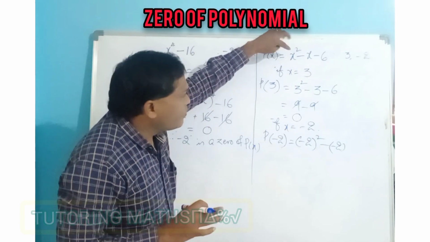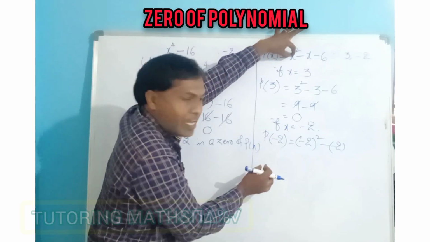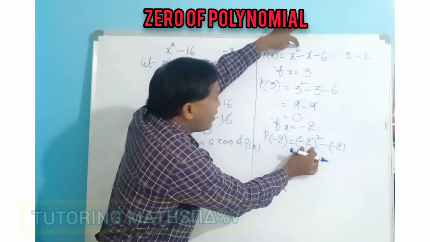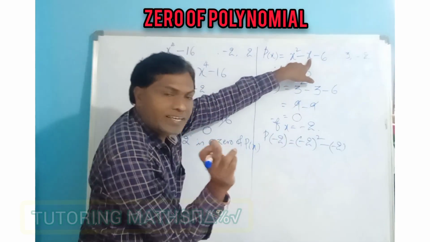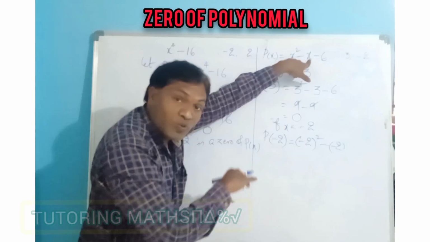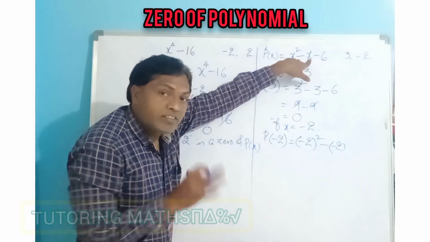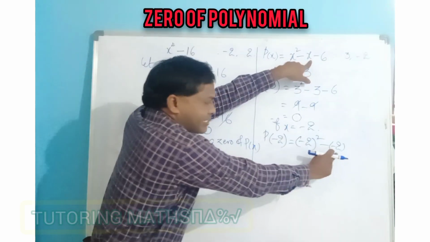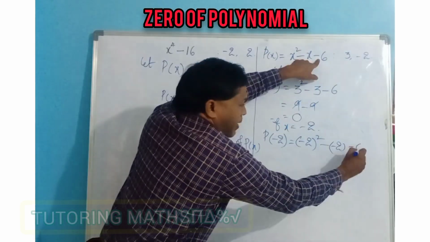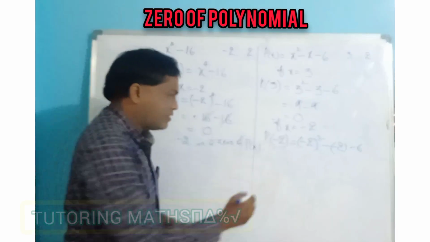See here once again, x square, what is the x value? (-2) square minus x, what is the value of x? Minus 2. So we are getting both negative symbols. That's why we have to put this x value in brackets. And minus 6. Now check.